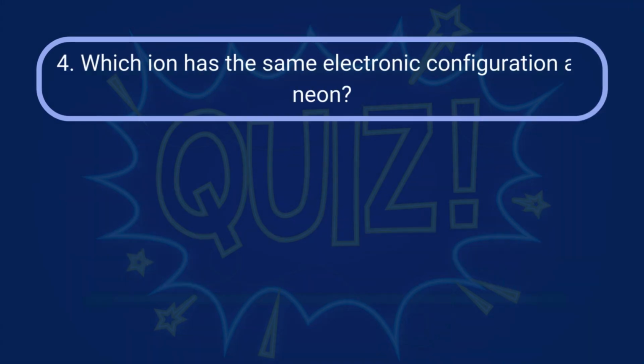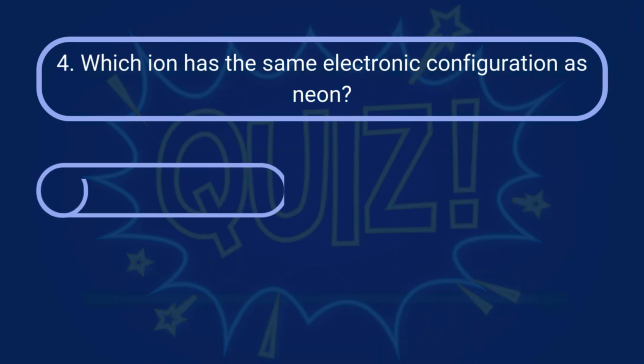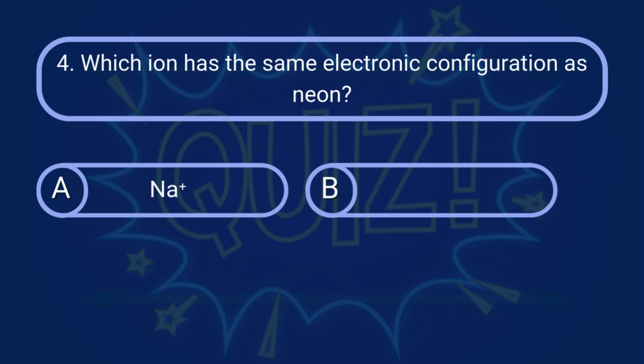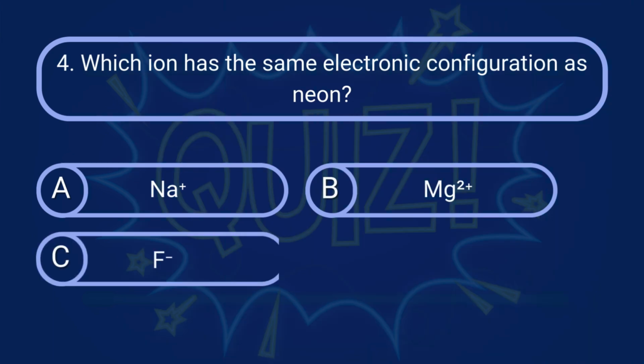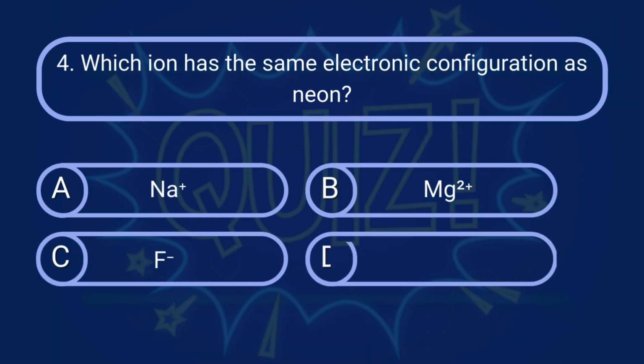Which ion has the same electronic configuration as neon? Sodium ion, magnesium ion, fluoride ion, all of these. Take your time. The correct option will be all of these.